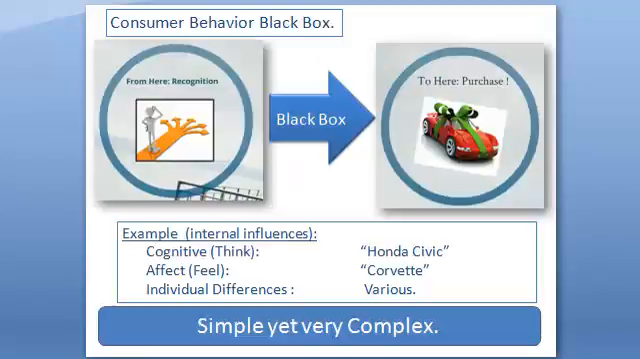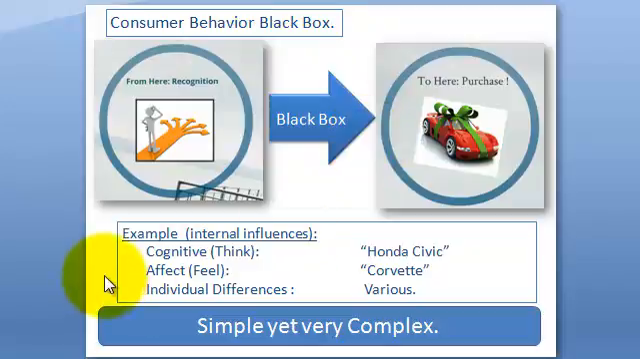which, on the surface, seems very simple, right? How do they go from here, where they recognize a want or a need, they recognize they need something or want something, to over here where they actually make the purchase? Well, there's a big black box in here that we'll be studying.